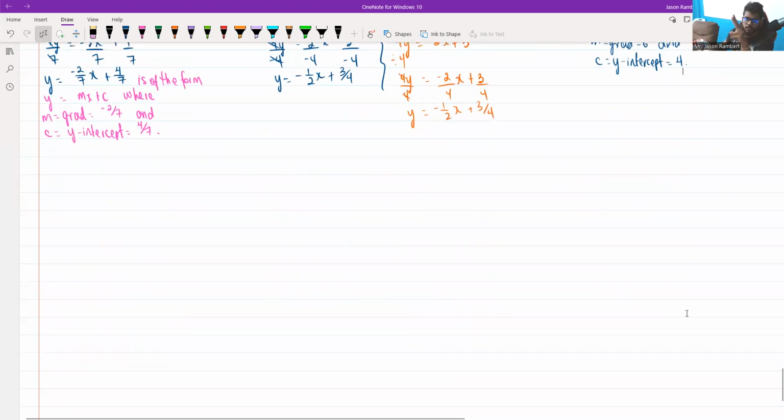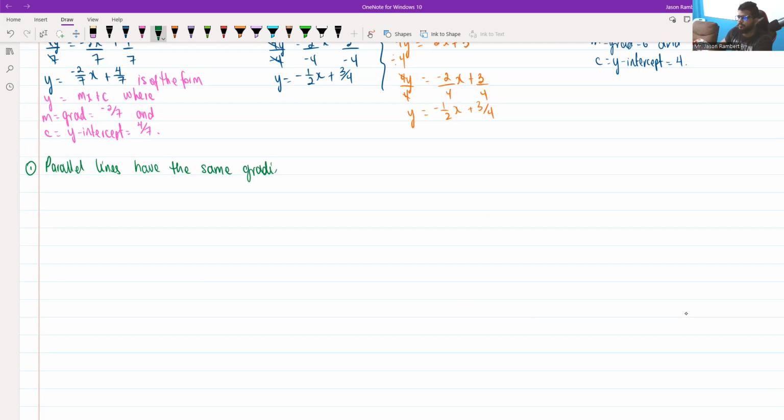We need to talk about two more types of lines. One is parallel lines. Easy peasy. Parallel lines have the same gradient. The next one, the most important thing in coordinate geometry, is perpendicular lines. This question comes every single year in coordinate geometry, every year. Perpendicular lines.